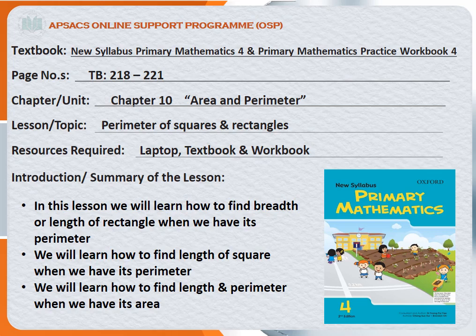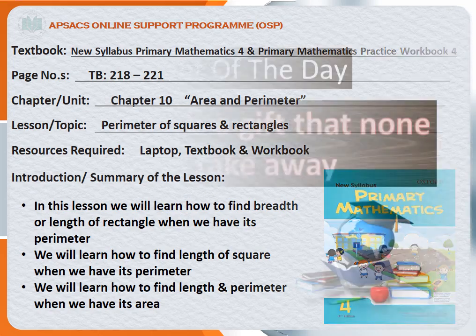Summary of the lesson is, in this lesson we will learn how to find breadth or length of a rectangle when we have its perimeter. We will learn how to find the length of a square when we have its perimeter. We will also learn how to find length and perimeter when we have its area.